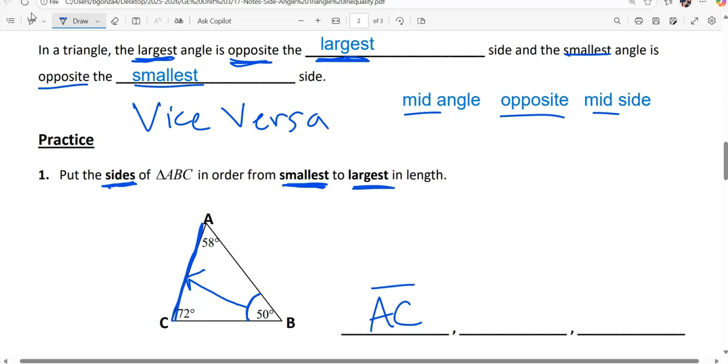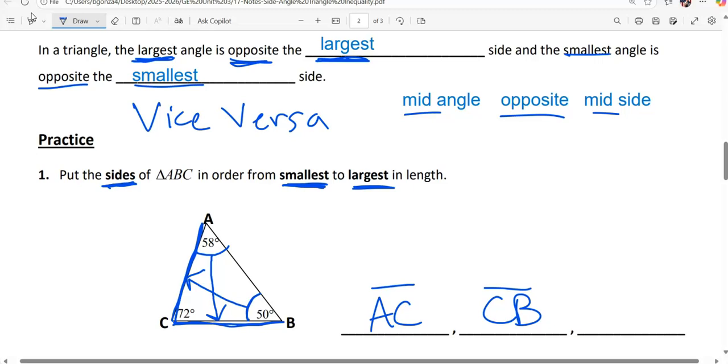That's the smallest. And we're going to go mid to largest. So what's the mid angle? What's the next biggest angle after 50? Which one? 58. So from 58, once again, draw a line straight across. And what is the name of this side? It connects what two letters? C to B. It's across from the middle angle.